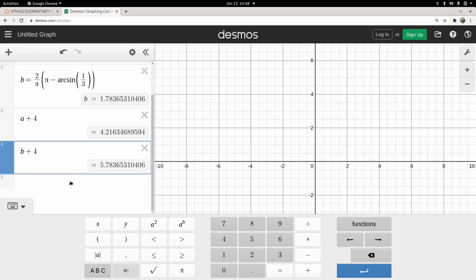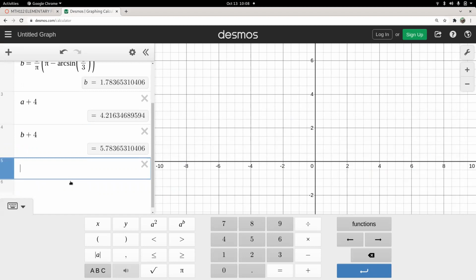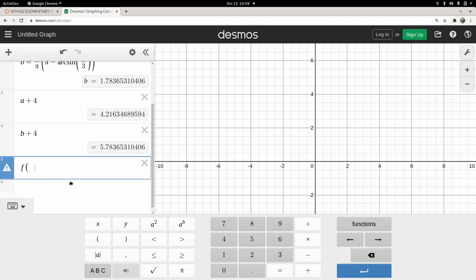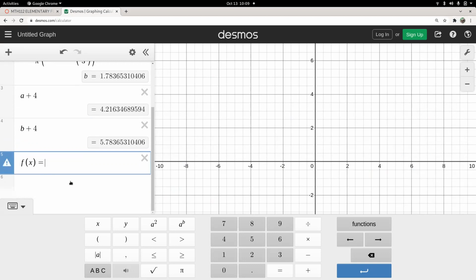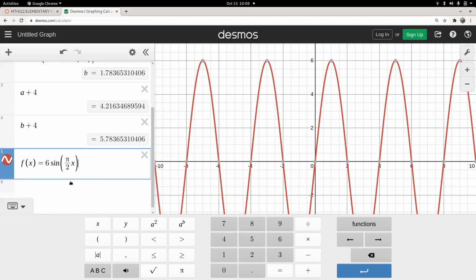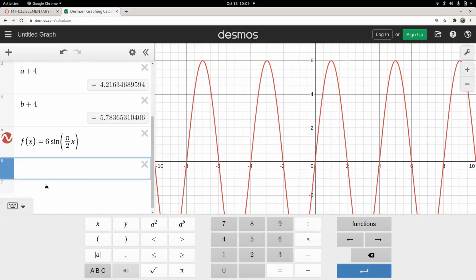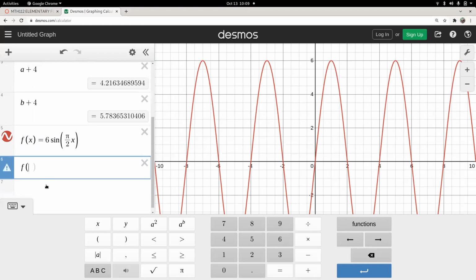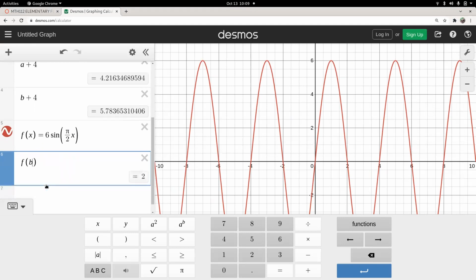So checking those, we get a couple of things. We type the original left side, and the original left side said, I'm going to use function notation, f of x equals 6 times the sine of pi over 2 times x. And now, since I'm using function notation, I can say, okay, what is f of my solution A? It's 2. What is f of B? 2. What is f of A plus 4? I didn't give that one a name, so I have to type A plus 4.